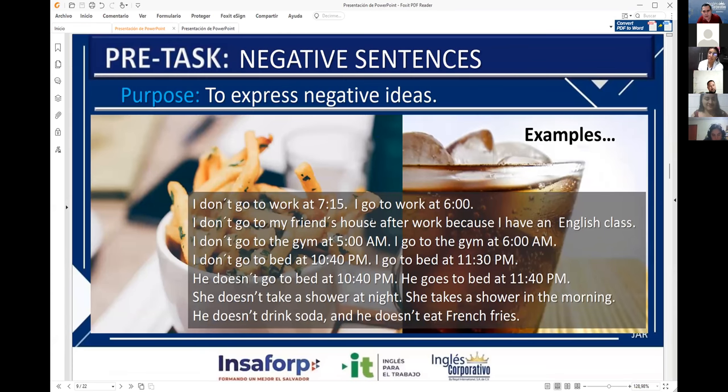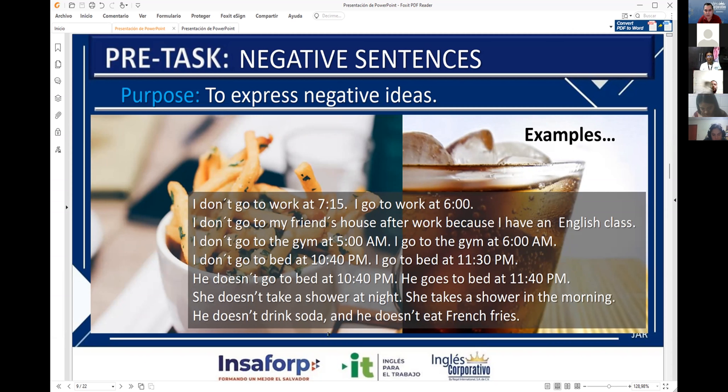Examples. I don't go to work at 7:15. I go to work at 6. I don't go to my friend's house after work because I have an English class. I don't go to the gym at 5 a.m. I go to the gym at 6 a.m. I don't go to bed at 10:40 p.m. I go to bed at 11:30 p.m. He doesn't go to bed at 10:40 p.m. He goes to bed at 11:40 p.m. She doesn't take a shower at night. She takes a shower in the morning.